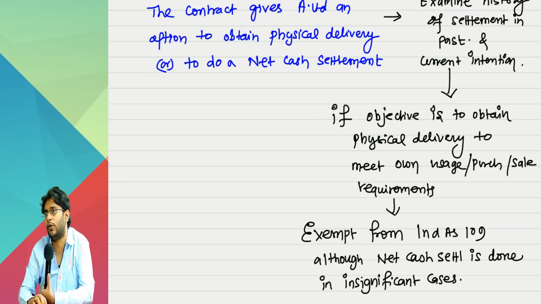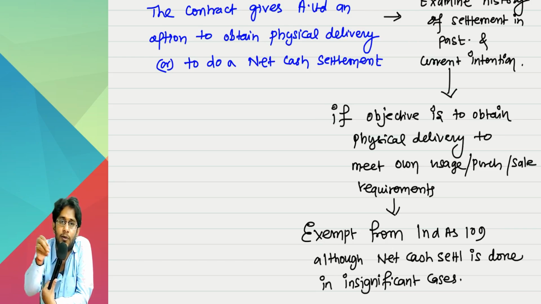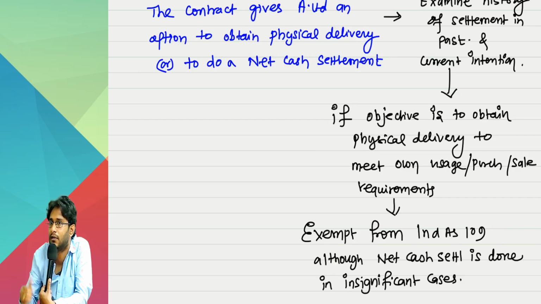When I take out your history, out of 100 transactions, 4 or 5 transactions you did net cash settlement, but 95 transactions you closed only by way of gross settlement. So overall, in insignificant cases you did net cash settlement, and in 95% of cases you did gross settlement, physical delivery to meet your own usage requirements. The standard says you are out. Sir, did I do net cash settlement in the past? Yes, but that is only for insignificant transactions.